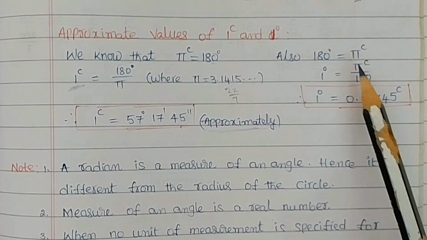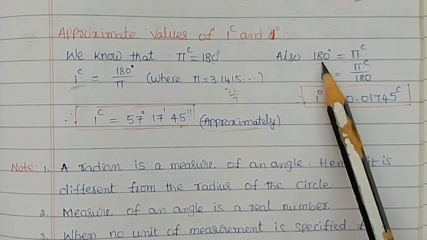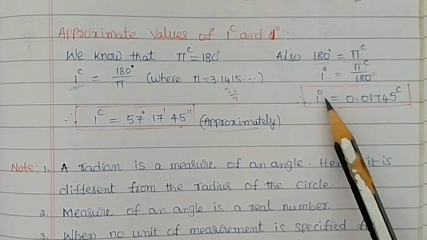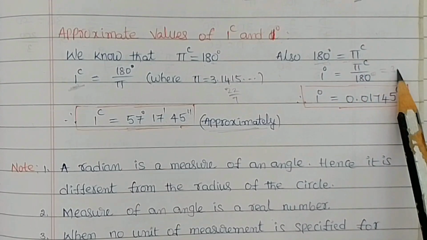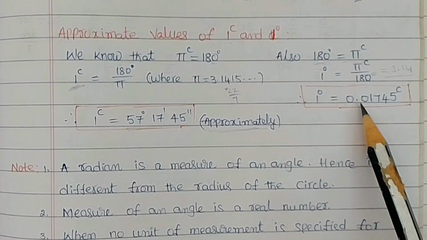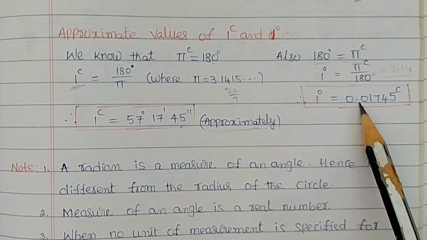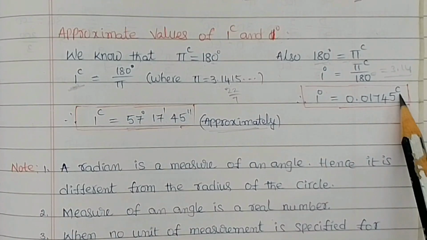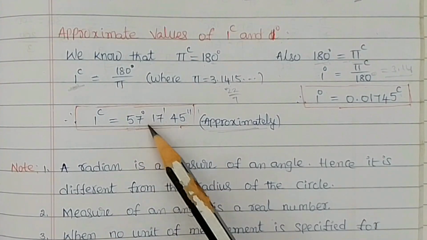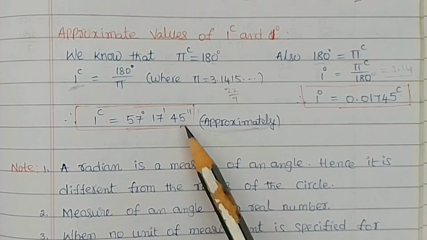Now also 180 degrees equals π radians, so 1 degree equals π radians divided by 180. With π as 3.14 and so on, 1 degree equals 0.01745 radians. This is compulsory, as it is often given as an objective bit. 1 radian equals 57 degrees 17 minutes and 45 seconds, an approximate value, not the exact value.